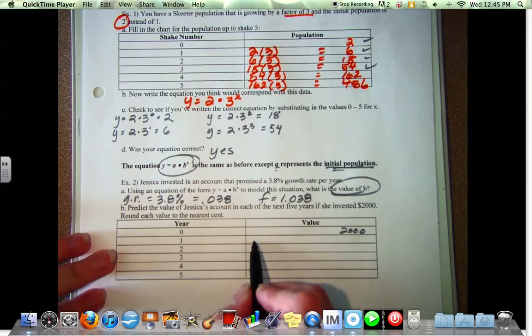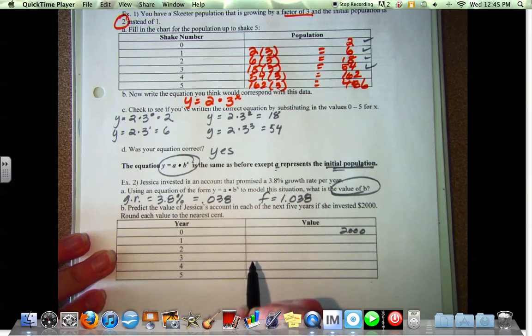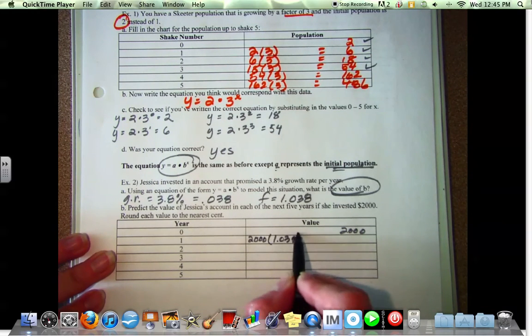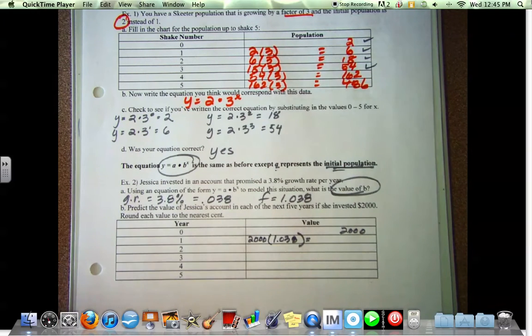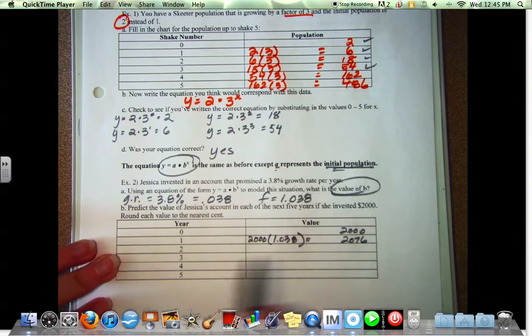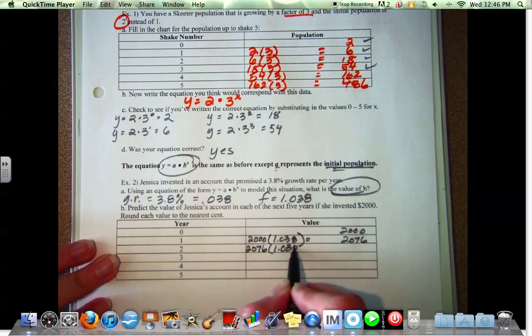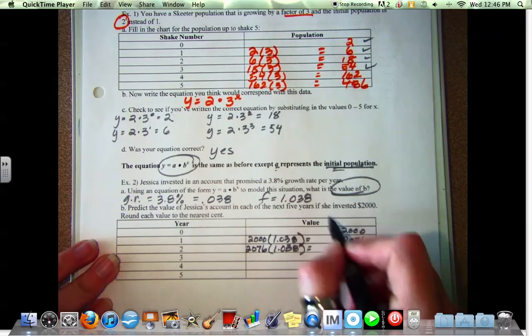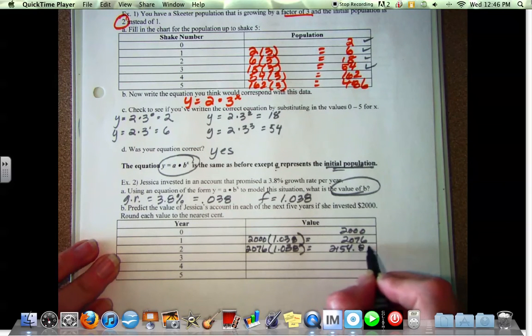So for my value for year 1, what do I do? What did I do on the example above? Okay, so 2,000 times the factor, 1.038, gives us 2,076. Now I take 2,076, multiply it by 1.038, and that gives us 4,154.89, to the nearest cent.